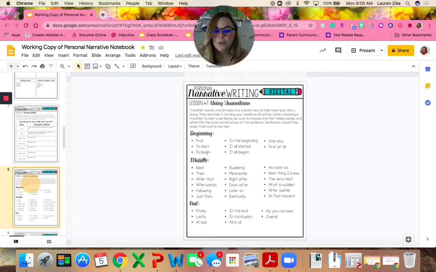When we choose a transition to start a sentence, we have to make sure that we choose one that makes sense and that fits the style and structure of the sentences. And sentences should always flow very nicely from one to the next. There's a bunch of examples, plus that banish boring words that you saw for last week's lessons has some really great transition words in it as well.